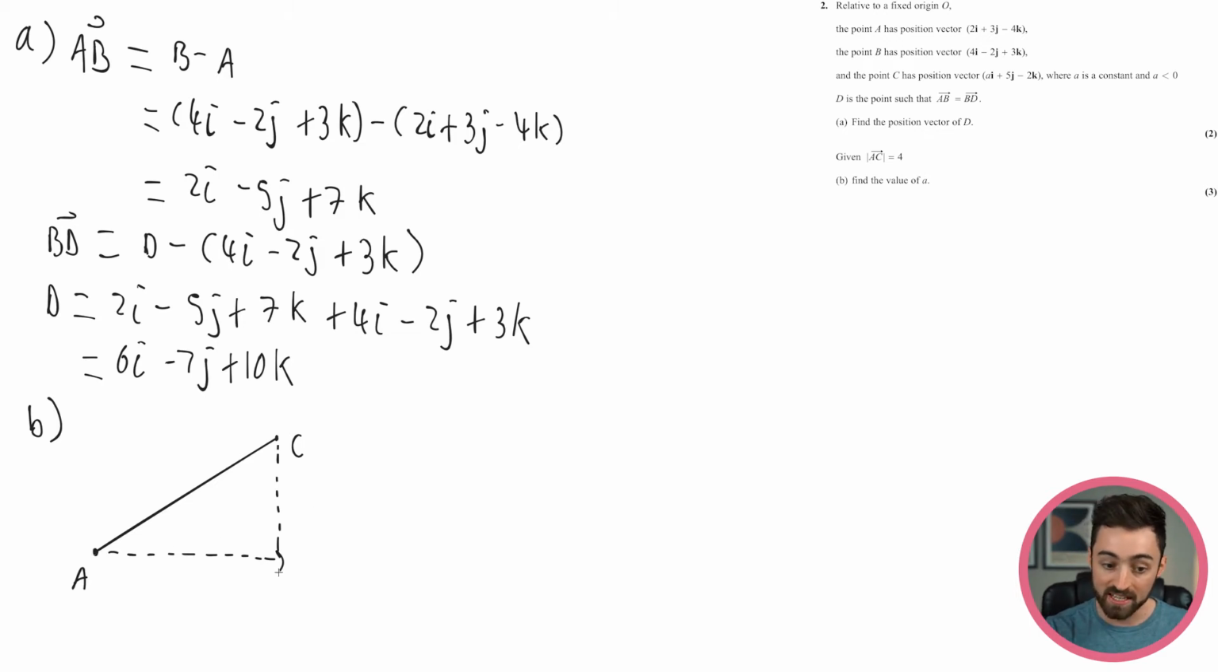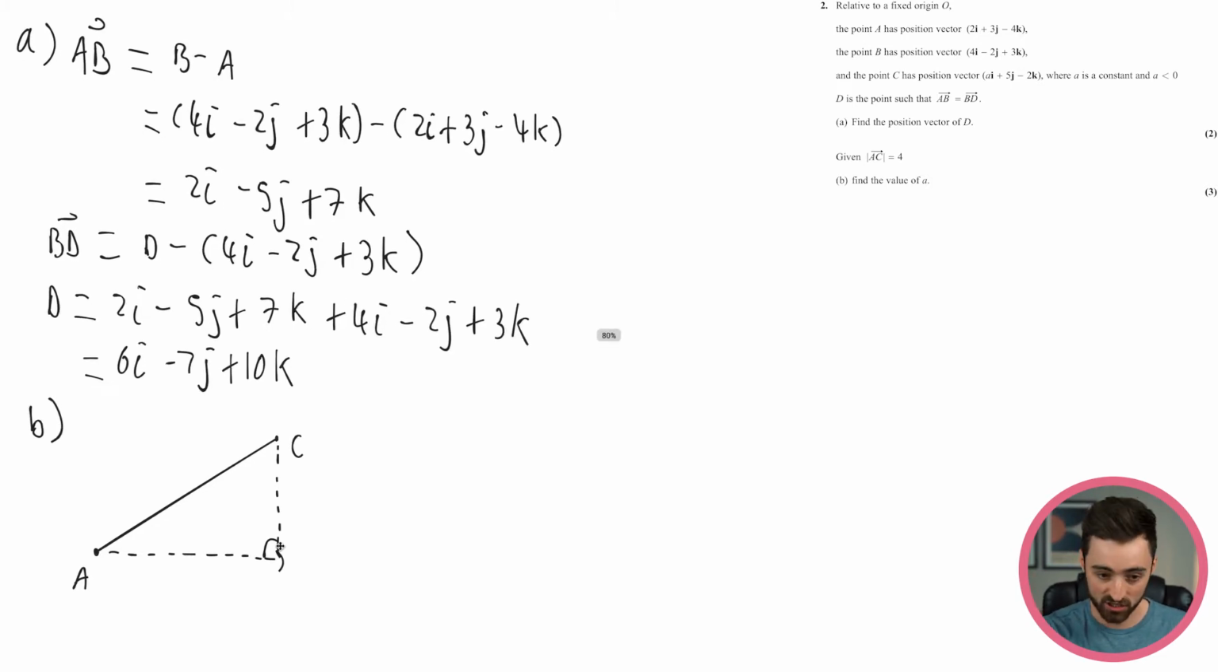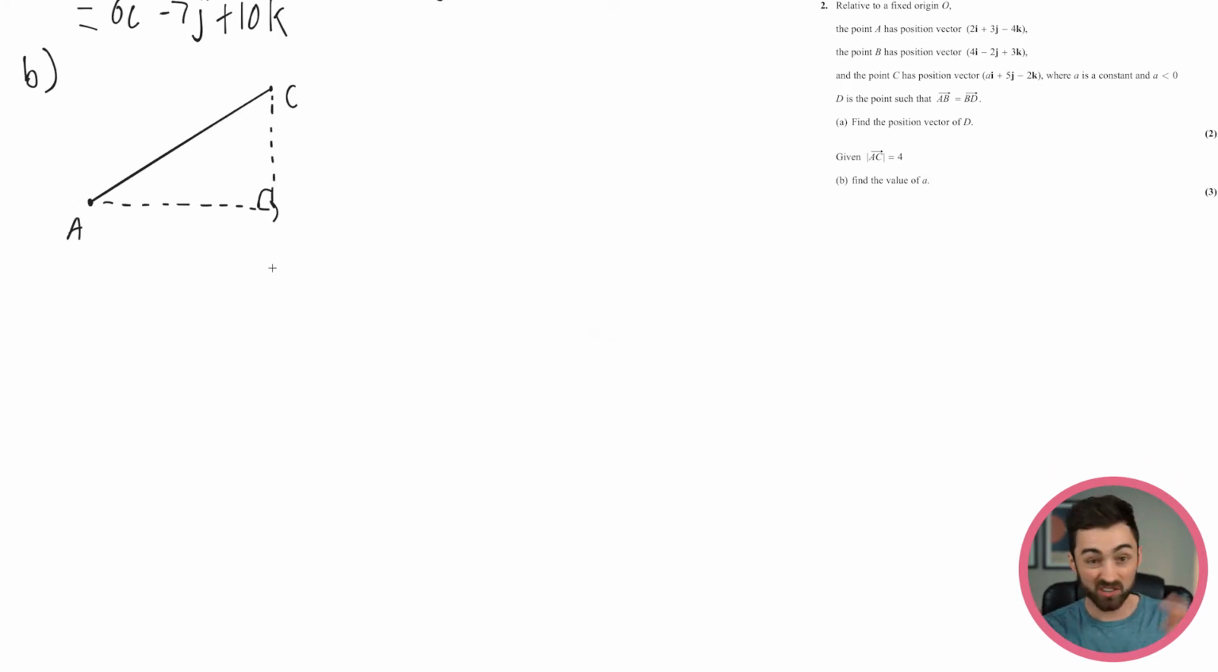Well, if we know all of these components here, what we can do is use Pythagoras. If we work out AC in component form as a vector, we can then use Pythagoras to get its magnitude. So we'll show you what that looks like. We're going to do the same as part A here. So AC as a vector is just going to equal C minus A.